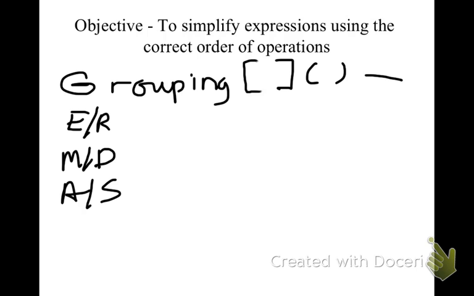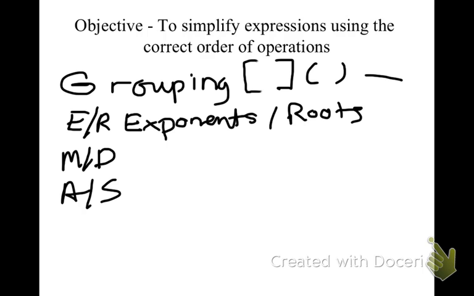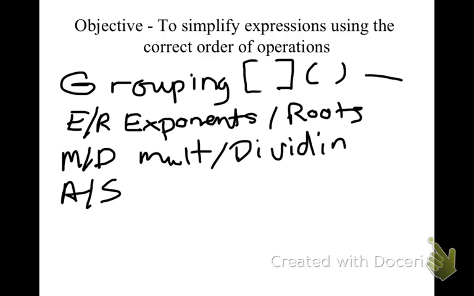With E, we now have not only exponents but roots. So if there are exponents and roots, square roots, that would be at the same level as your exponents. And then, of course, we have our multiplying and dividing. And then we've got our add and subtract. So again, this always happens left to right, whatever comes first.